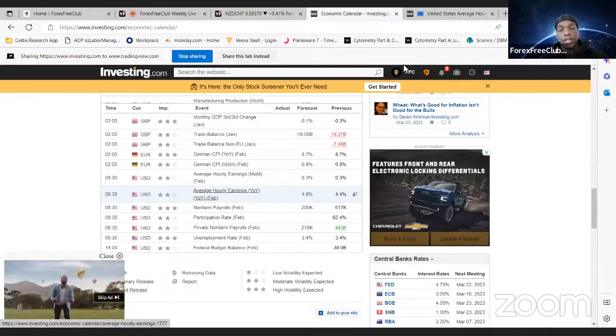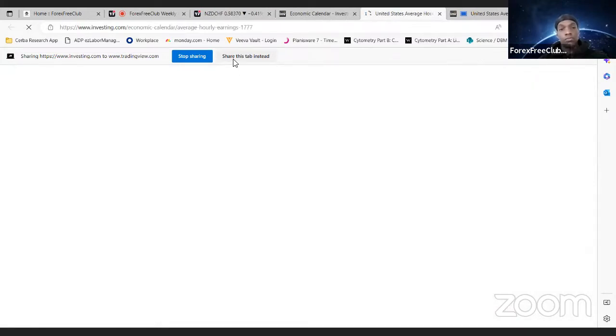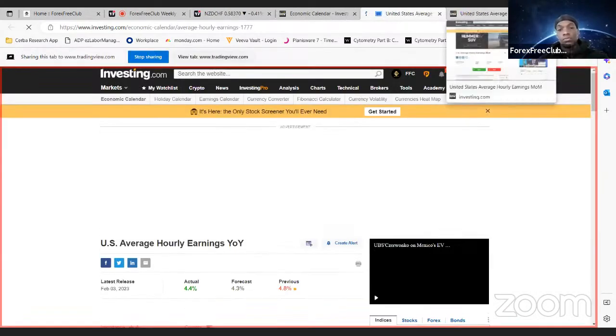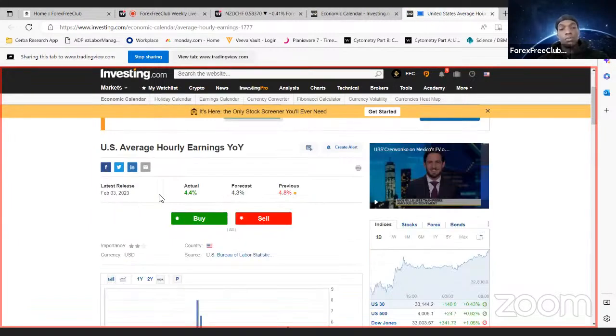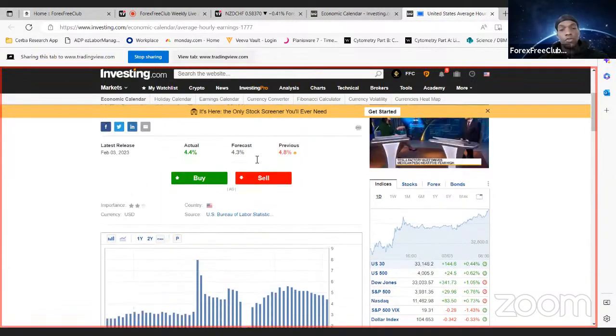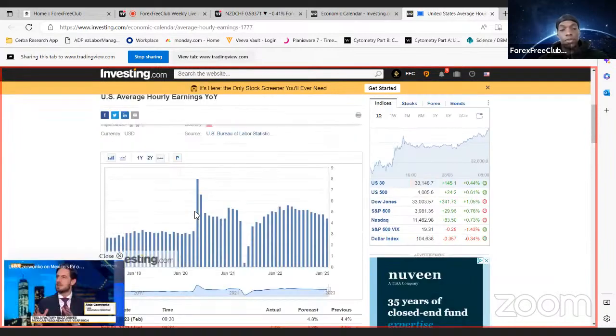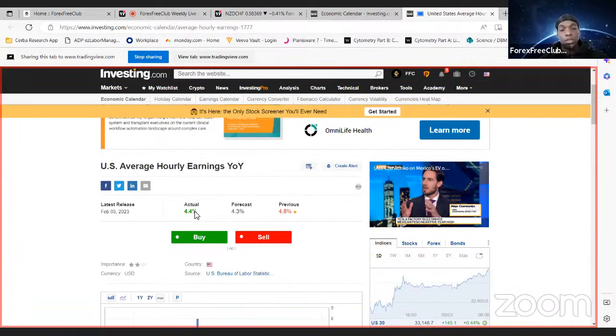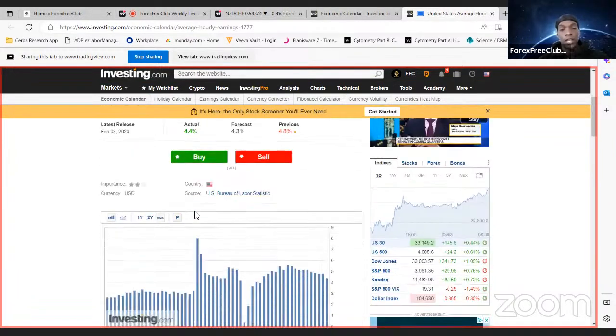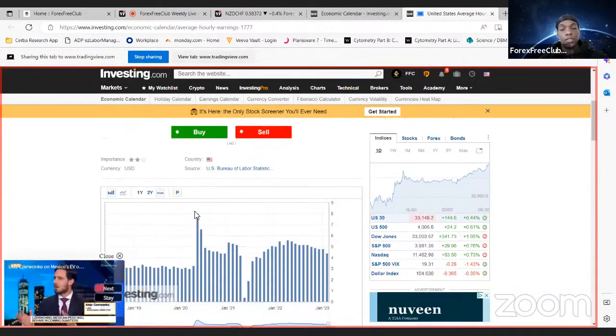Year over year earnings. All right, so last release was last month. The forecast is 4.3, and the previous was 4.8. So it dropped last month. So we'll see what's going to happen for this month. It doesn't say much about if it's positive or negative, but we'll just assume that if it's higher than forecasted, it'll be positive for the US dollar.